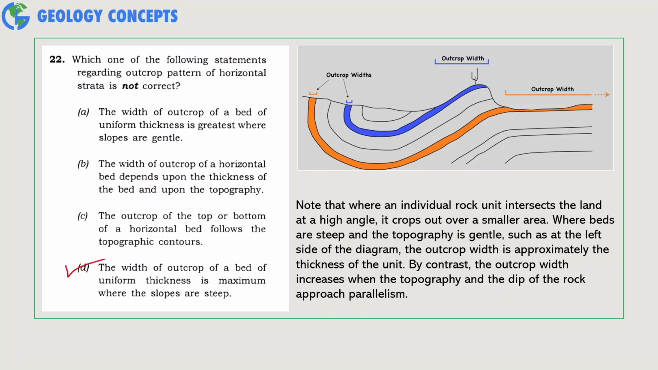As you can see from the right side of the figure, the outcrop of top and bottom of the horizontal bed does follow the topographic contour. Then statement number 4, the width of outcrop of a bed of uniform thickness is maximum where the slopes are steep. So this statement is incorrect, as width of outcrop is minimum where the slopes are steep. Hence option D will be the correct answer for this question.